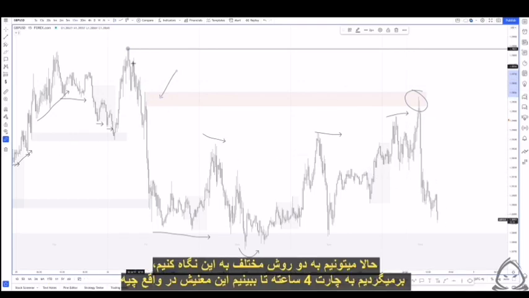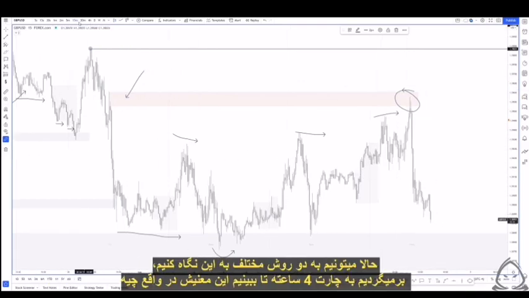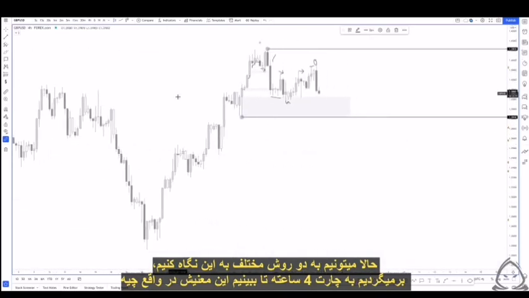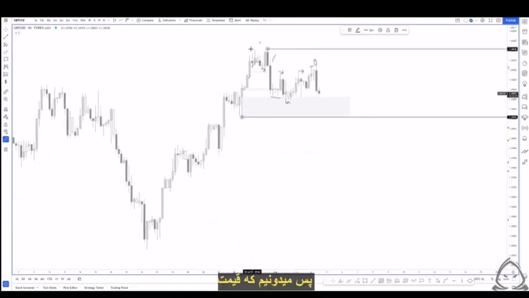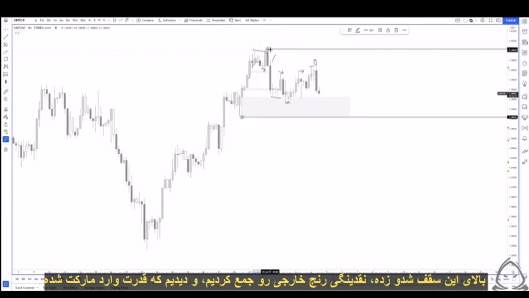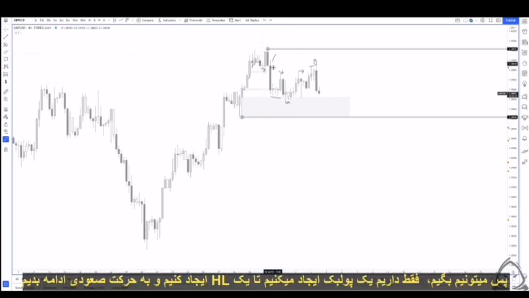Now, we could look at that in two different ways, and we'll go back up to the 4-hour chart really quickly and just look at what this may mean. So we know that price just wicked this high. We took the external range liquidity, and then we started to see momentum coming into the markets. So we could view that as, one, we're just starting to create a pullback to create a higher low and then continue moving to the upside.